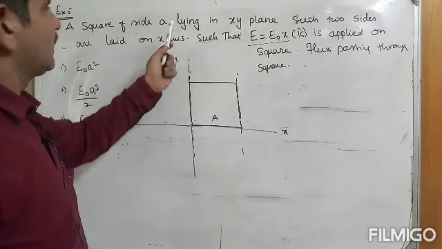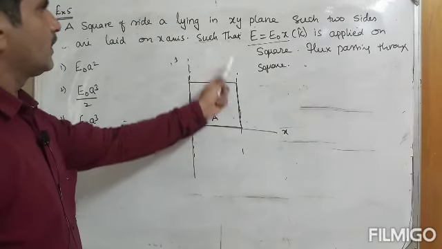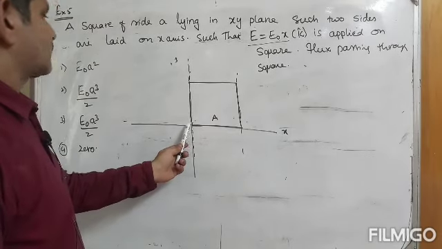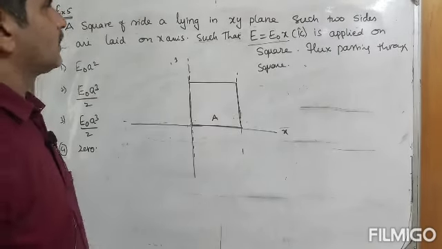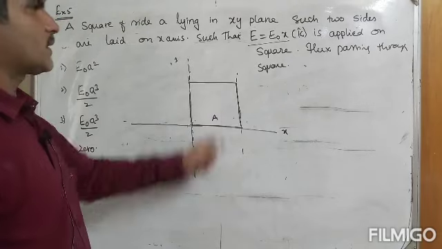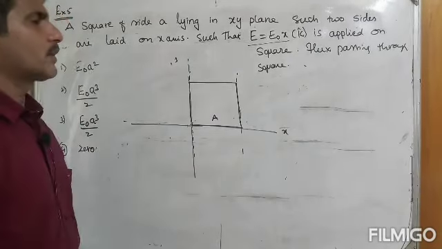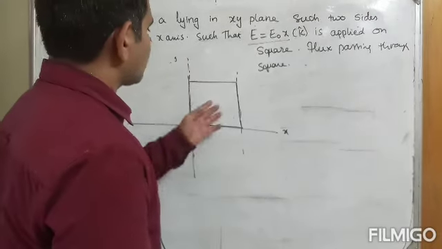A square of side A, this is side A, is laid on the xy plane such that two sides are on the x-axis. This is one side, this is another side. The electric field E is equal to E naught x applied on the square. What is the flux passing through the square? How much flux is passing through?